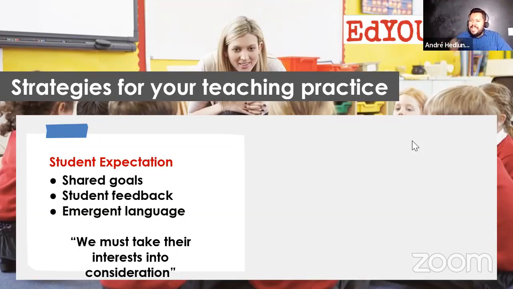So basically, you are killing their expectations. They would like to learn those things, but they never get the chance. They never have the opportunity. So embrace emergent language. And nowadays, we can use Google to check or translate or something like that.